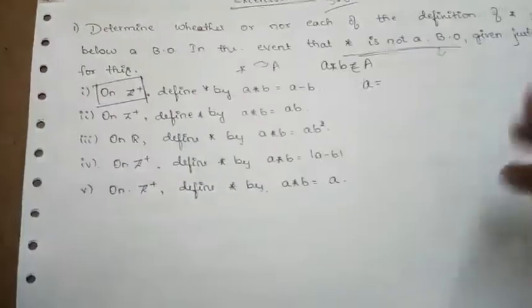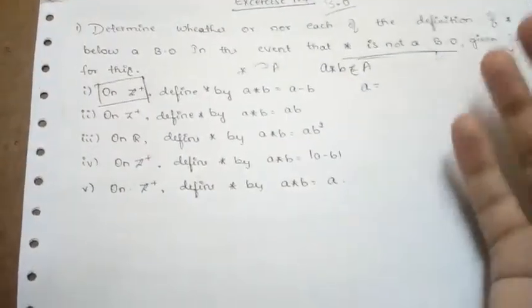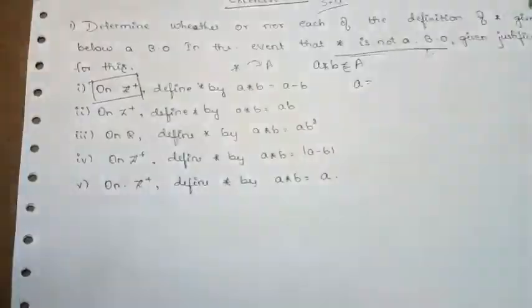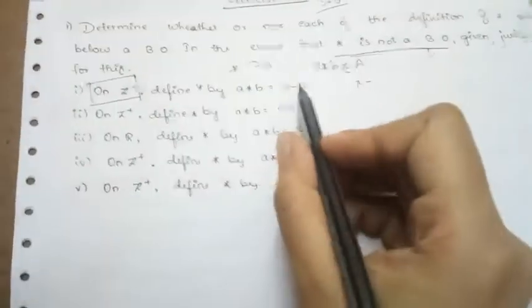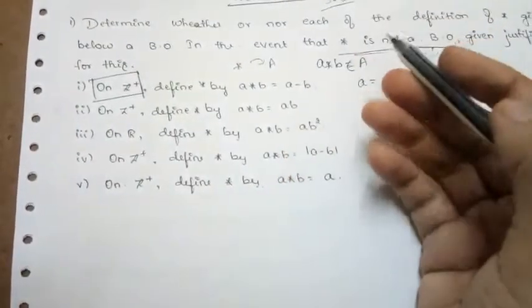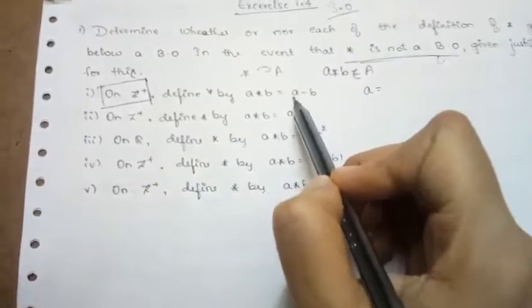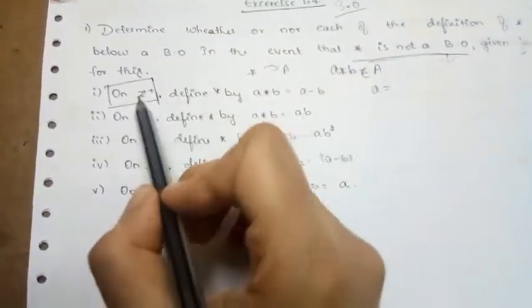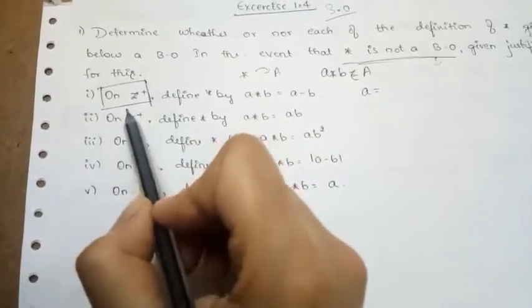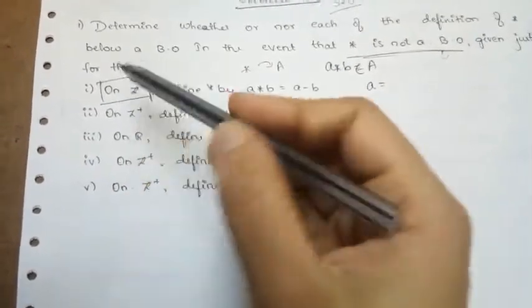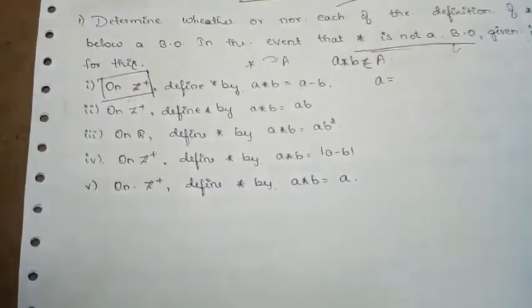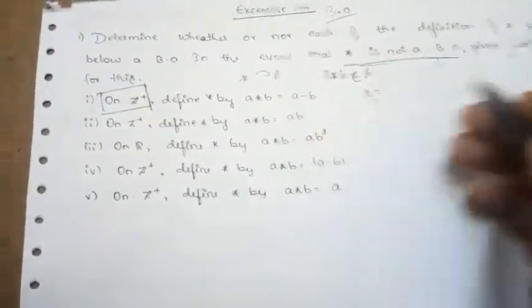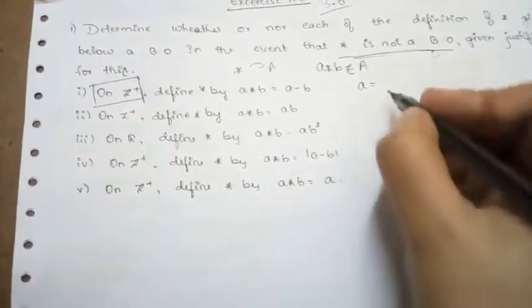So before taking any arbitrary example to say it is not a binary operation, we need to think for a minute. Suppose B becomes a greater number than A, then whatever we get will be negative. So that does not belong to the set of positive integers. So this does not become a binary operation. To justify that, I am taking a random example.